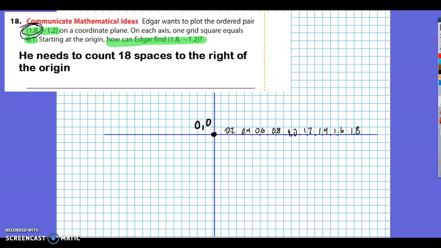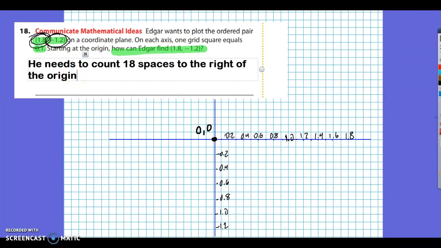So that's the first part of my answer. What's the second part of my answer? I have to go down because it's negative 1.2. So negative 0.1, negative 0.2, negative 0.3. Just like last time, I have to go down. I guess I will label it. You do count the first one, but you don't label it. It would be negative 0.2, negative 0.4, negative 0.6, negative 0.8, negative 1.0, negative 1.2. How many spaces is that? 12 spaces. So the answer to the question is he needs to count 18 spaces to the right of the origin and then 12 spaces down from the origin.